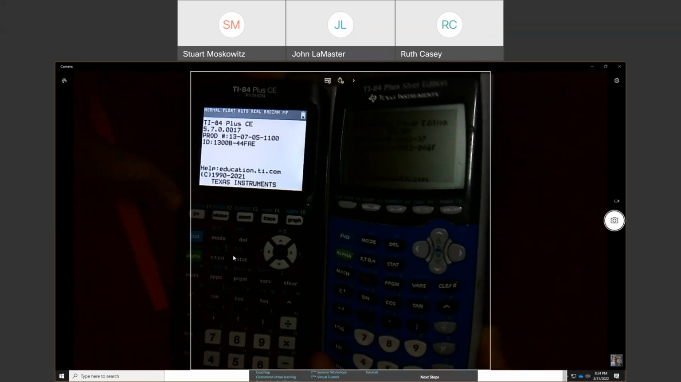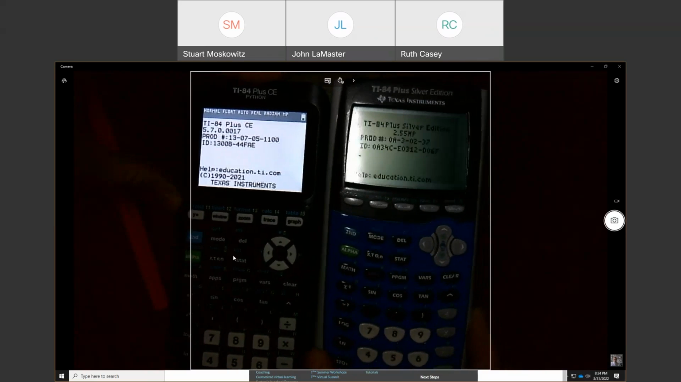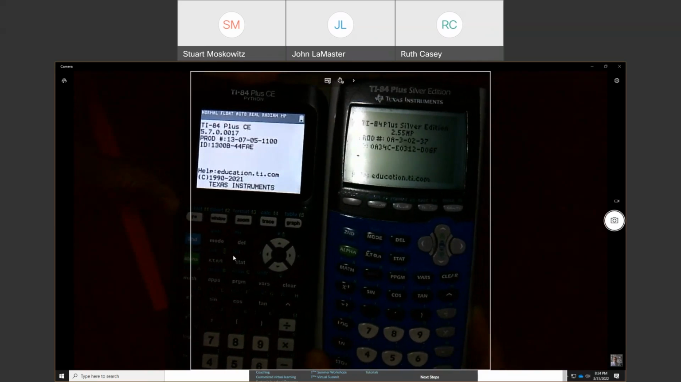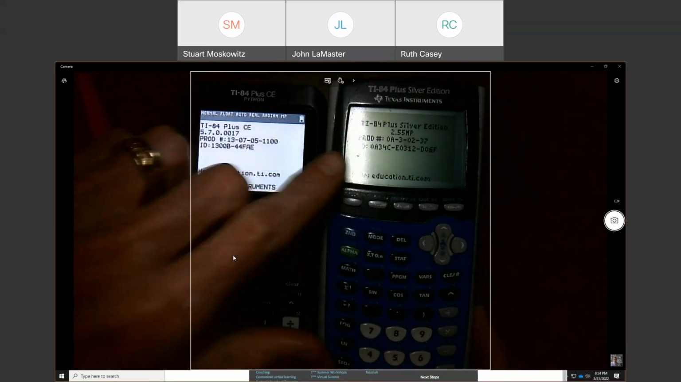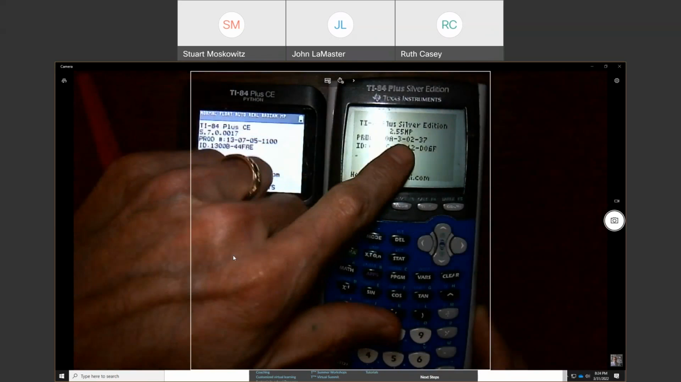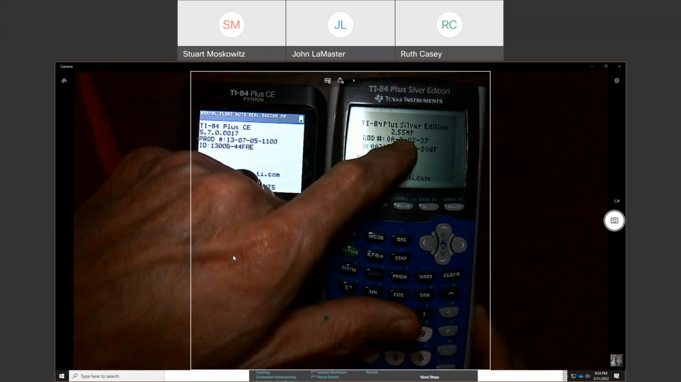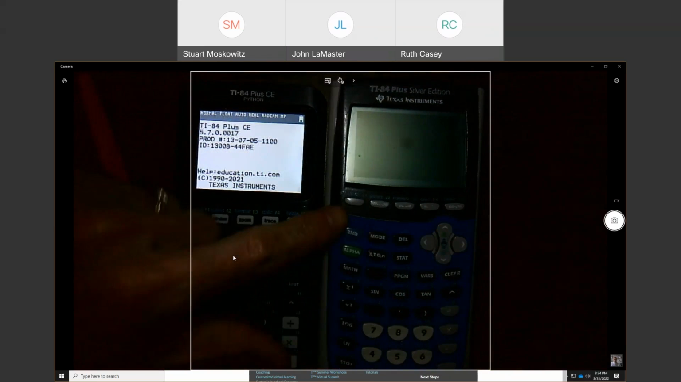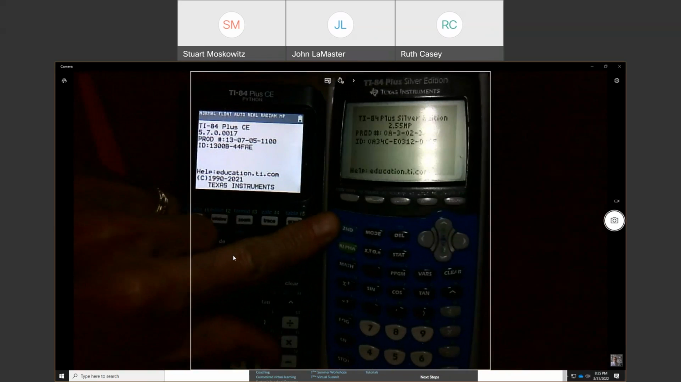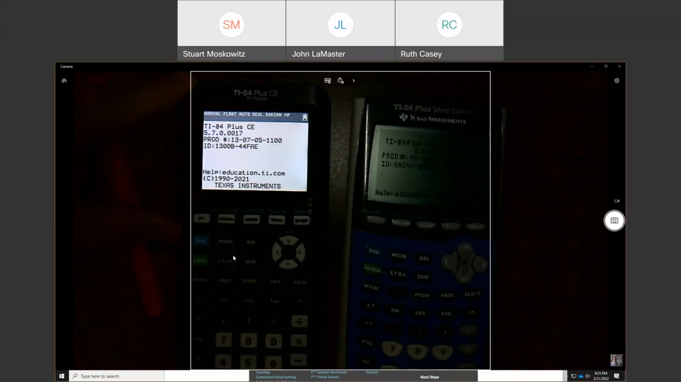And here you are. So I'd just like to share with you what I'm going to do. You may be able to replicate it as long as your operating system is up to date. The latest on the 84 Plus would be 2.55 MP. To get there, I'm going to press second, memory, and then number 1, About. And notice that that's a different number than this one.